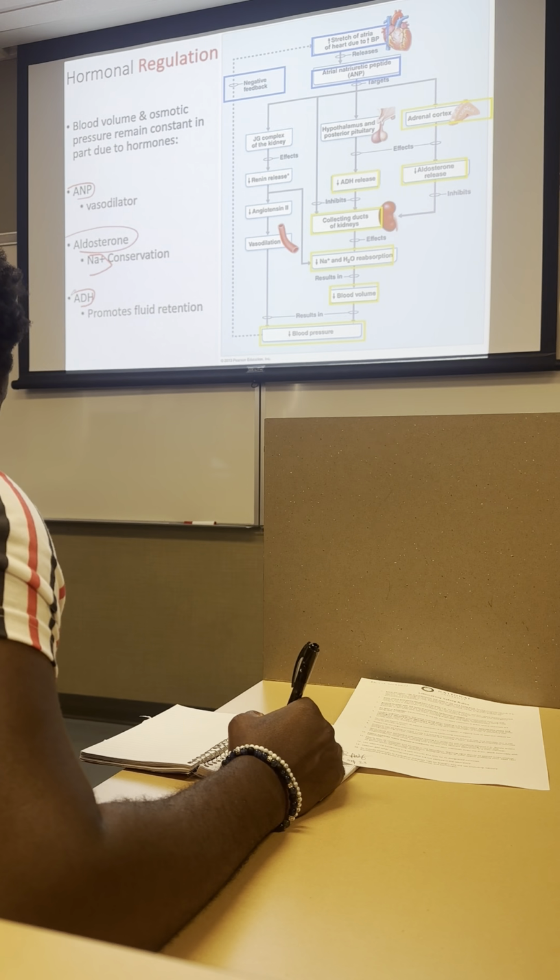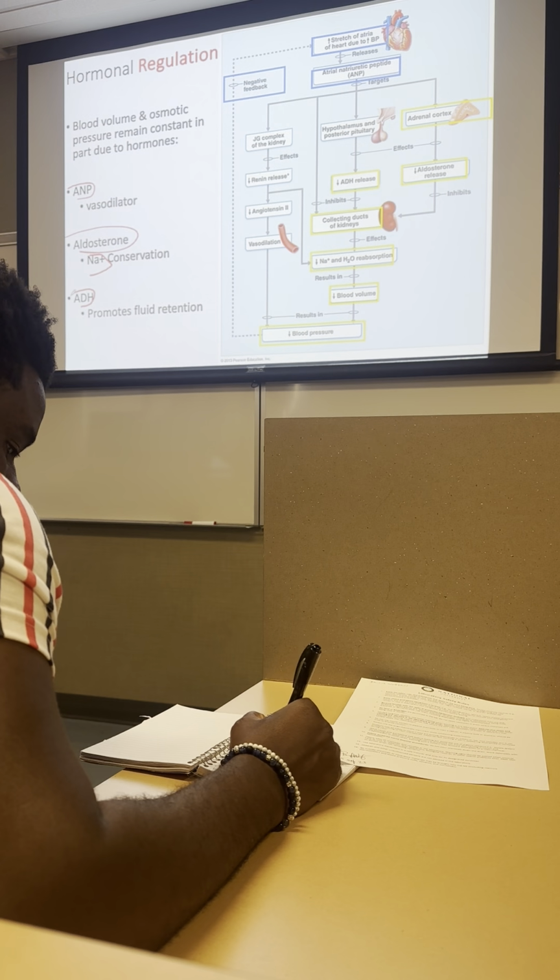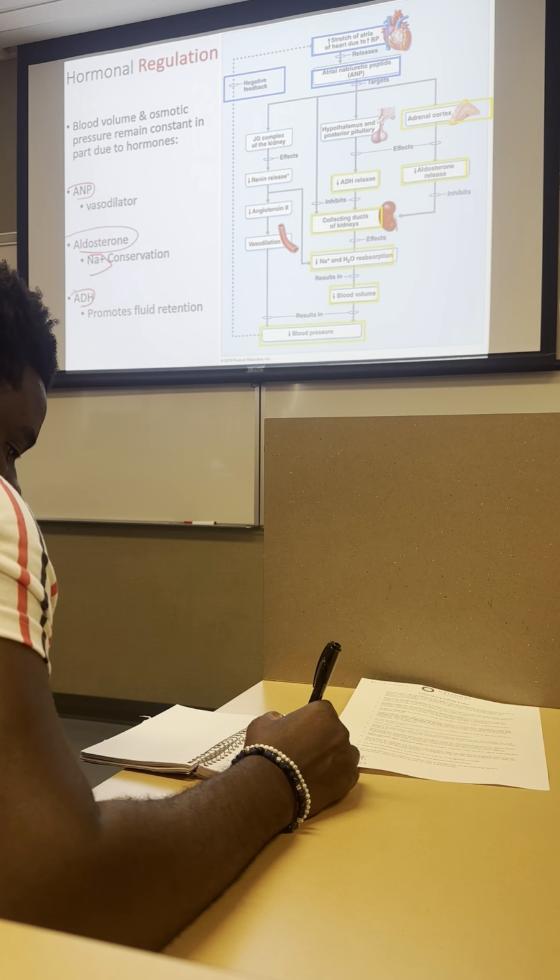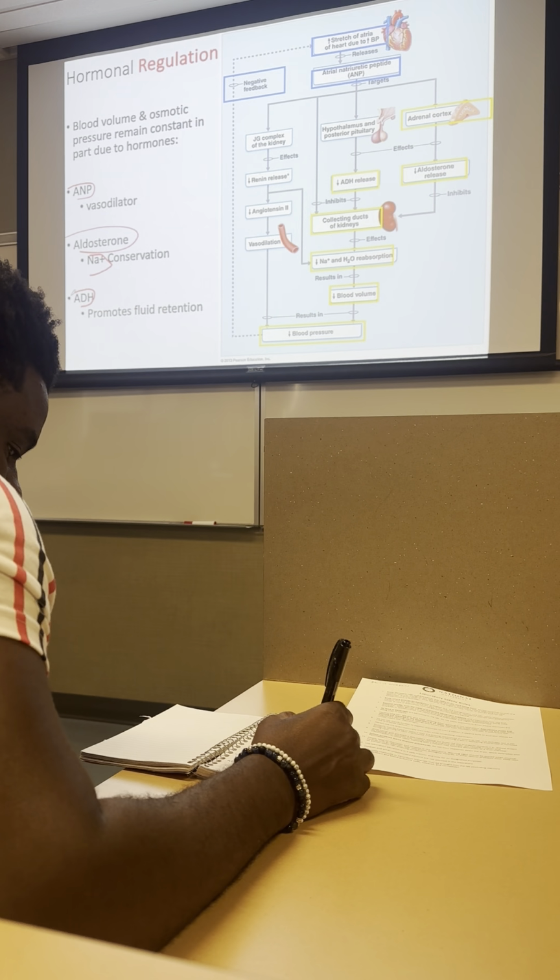What's the one that decreases? ANP, atrial natriuretic peptide, correct? You guys cool with that one? And give me two that increase blood pressure dynamics? Aldosterone and ADH. Are there more? Yes, for sure, but for now, you can keep those in mind.